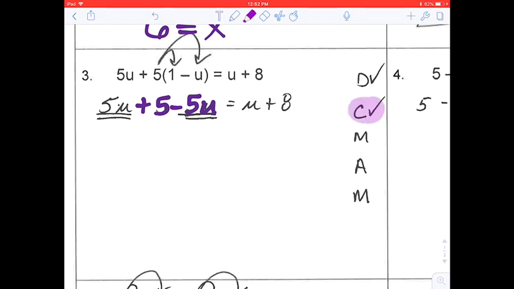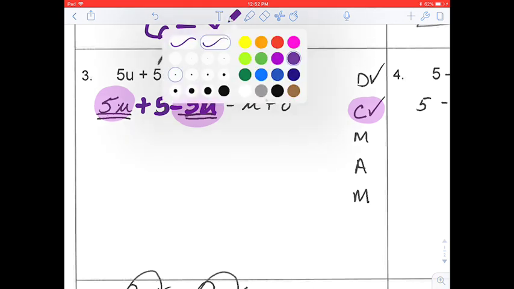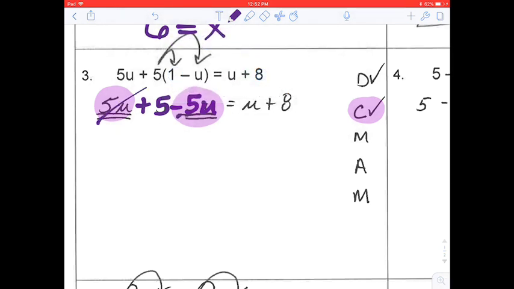Now I need to go through and look for combining like terms. So if I have a 5u here and a minus 5u here, I can combine those, but what is that? 5 minus 5 is 0, okay? So I have 0 u's left over on this side. That's kind of nice. That means all I have on the left side of the equation is the number 5. 5 equals u plus 8. Because I got rid of all of the variables on the left side, I don't need to do this middle step, but I do need to look at what I'm adding.